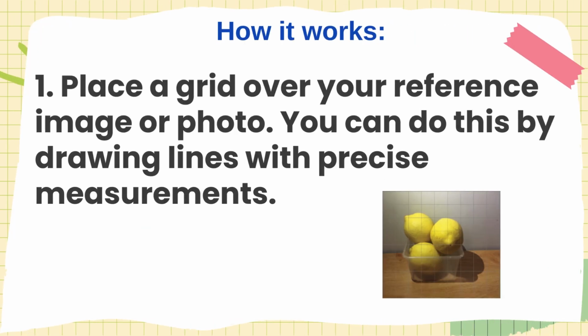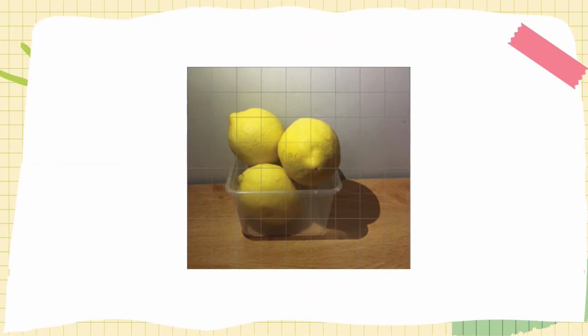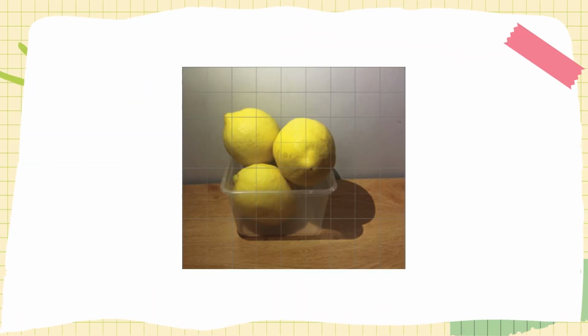One. Place a grid over your reference image or photo. You can do this by drawing lines with precise measurements. It depends on your preference as to how many grids you'd like to use. You can follow the actual measurements of your reference or scale it up to proportionate size. Remember that the size of artwork must always be in proportion to the size of the reference photo.